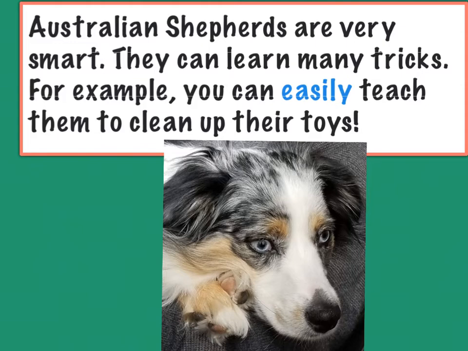Did you see I used a lot of strategies? I used a twin sentence. Australian Shepherds are very smart, and here's my twin. They can learn many tricks. And then I used an example, and did you see this right here? I put a different color because I wanted you to know that they're easy to train. They're super, super smart dogs.